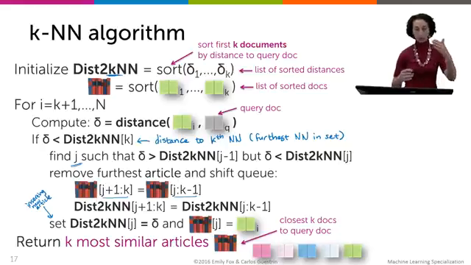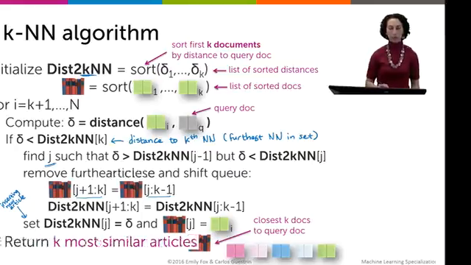Then at the end, after we've gone through and searched through all the articles in this corpus, we're going to return this little bookshelf list, this list of the k nearest articles that we found in the corpus. So it's a pretty straightforward extension to the one nearest neighbor algorithm.